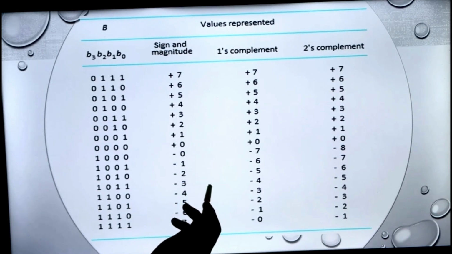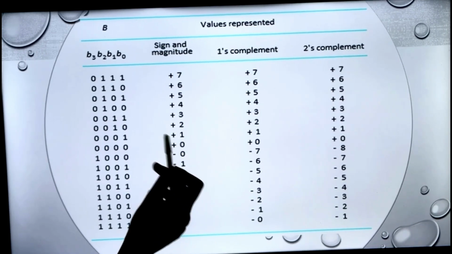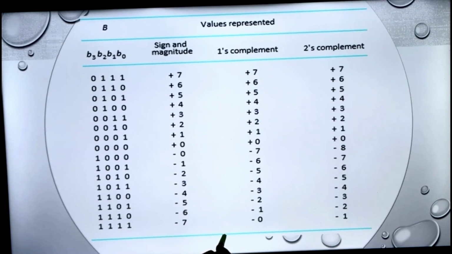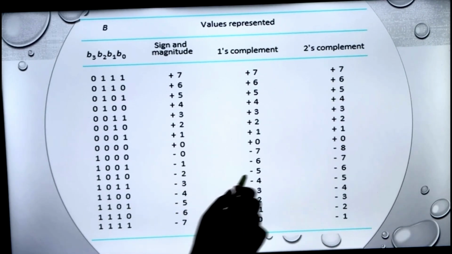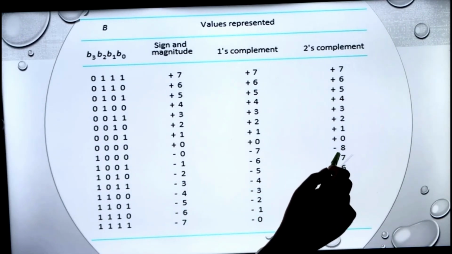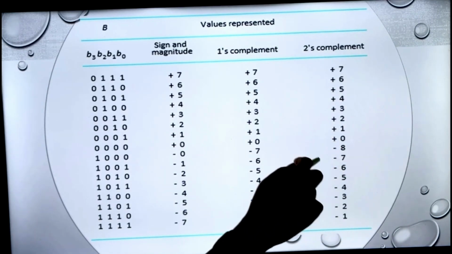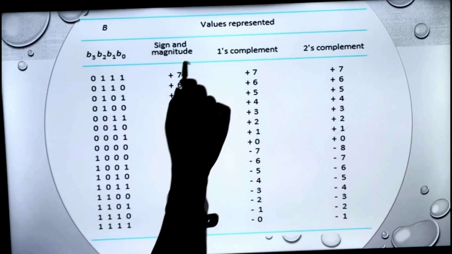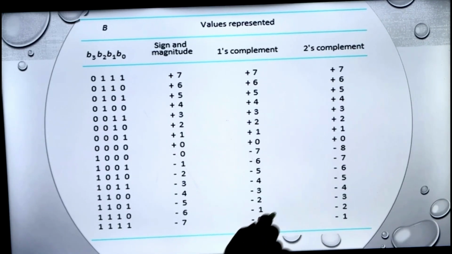For other numbers, it's fine. We have to use either plus or minus. But for 0, if you use plus 0 and minus 0, it's meaningless or it's baseless. That's why we prefer to use 2's complement every time, where I don't have any minus 0 representation. I will never get minus 0. That's why we mostly use this technique, not this or not this.